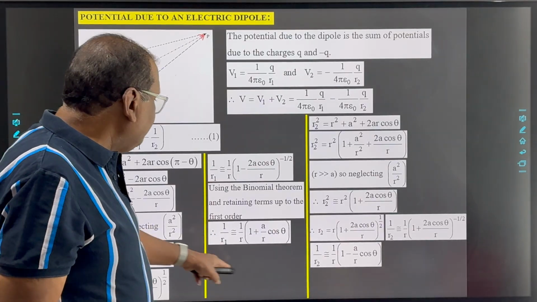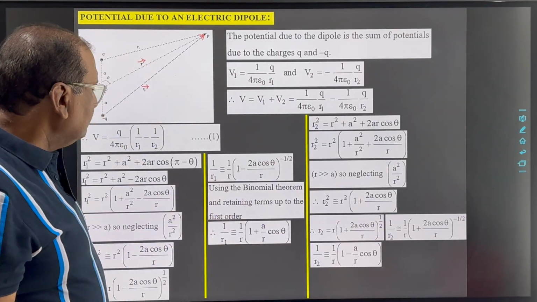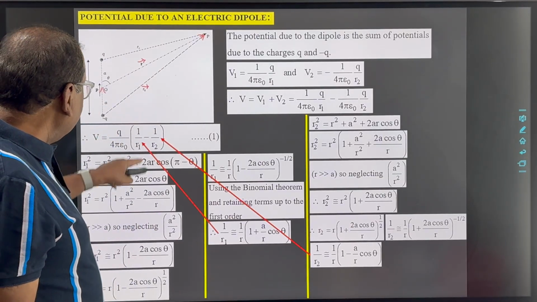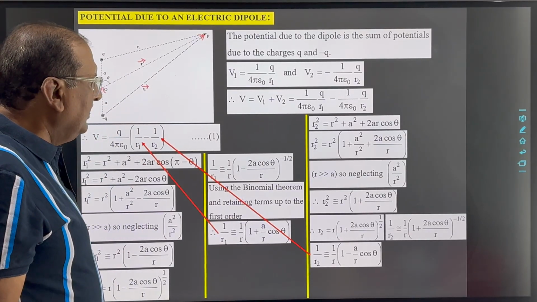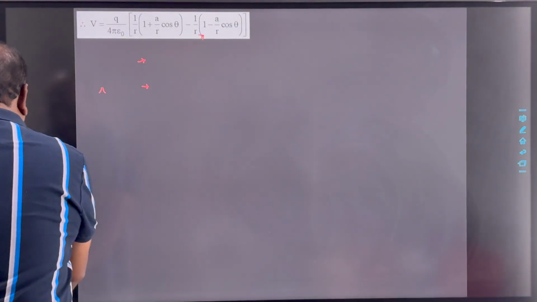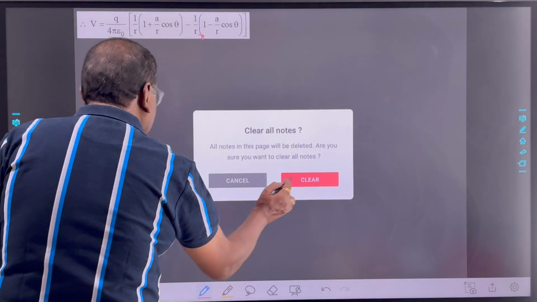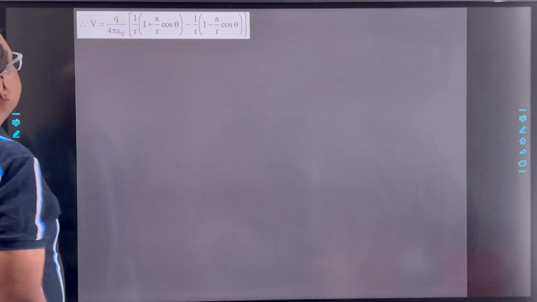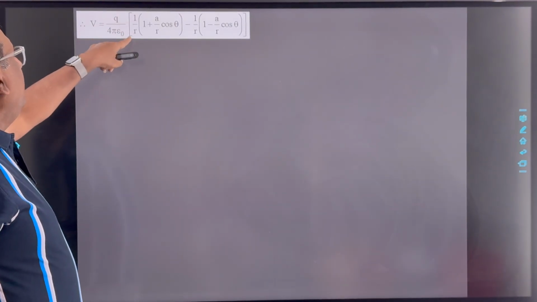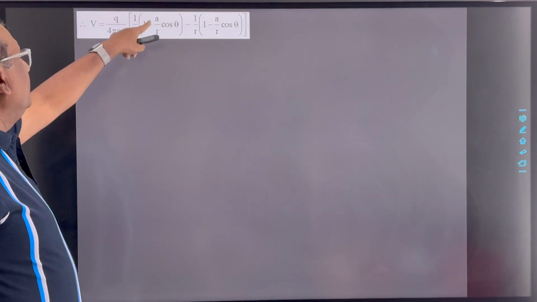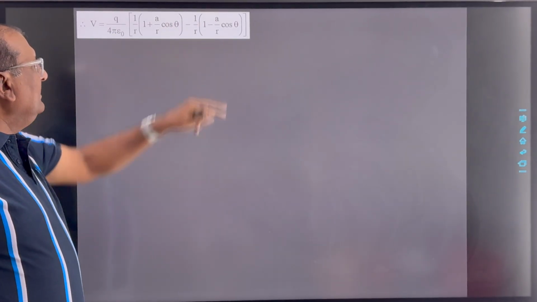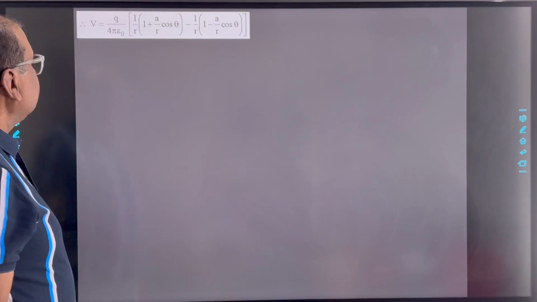Now we have 1 upon R1 and 1 upon R2. Now substitute these values of 1 upon R1 and 1 upon R2 in this equation 1. Okay. So we can write now here V equal to Q upon 4 pi epsilon 0, 1 upon R into 1 plus A by R cos theta minus 1 upon R, 1 minus A by R cos theta.